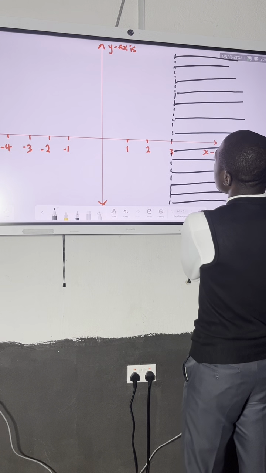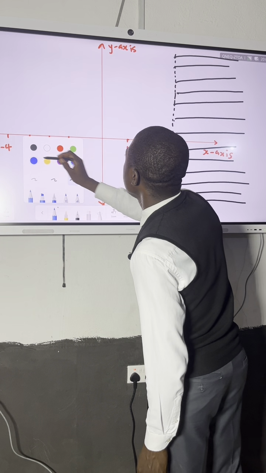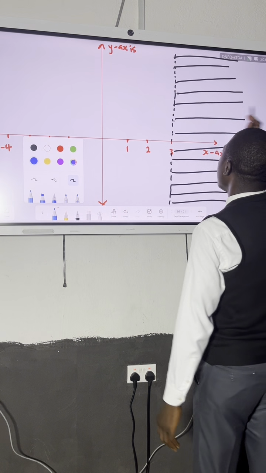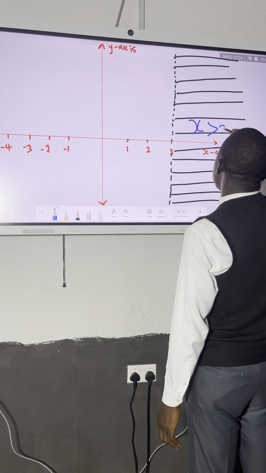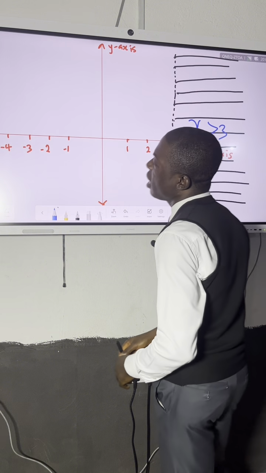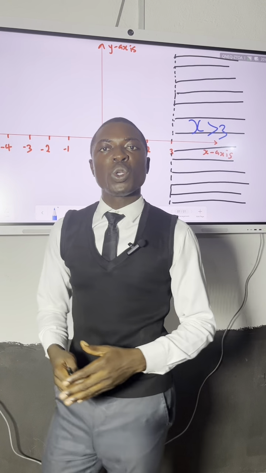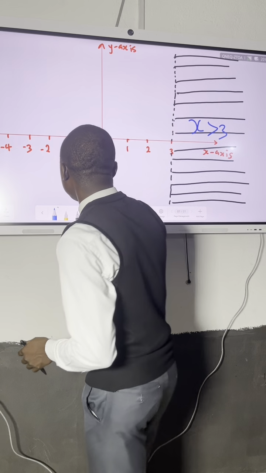So this shaded region represents x is greater than 3. We can claim that this shaded region is x is greater than 3. All the numbers greater than 3 have been represented by this. Now, supposing we're told to represent x is greater than 3 on a number line, we would have done this.